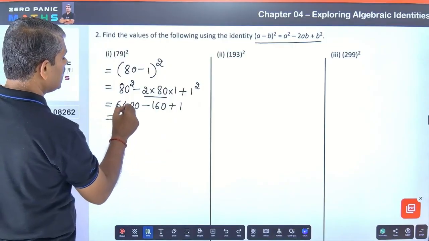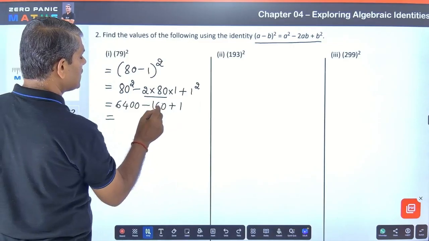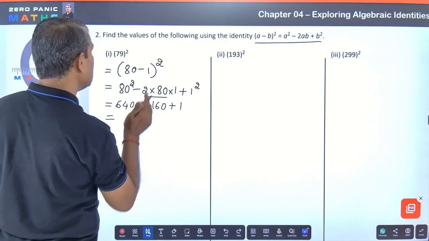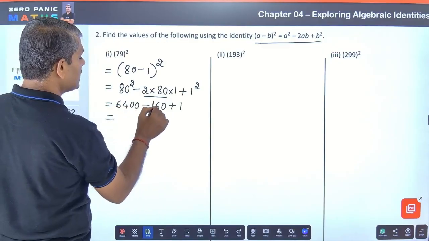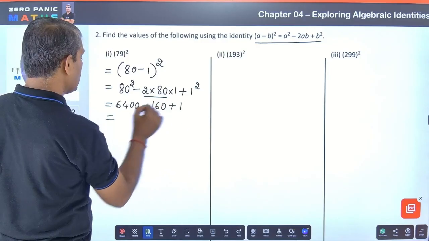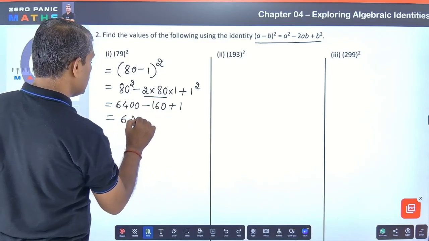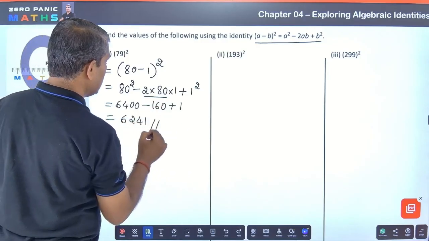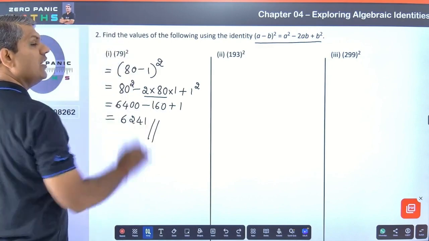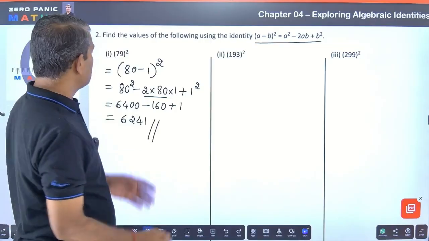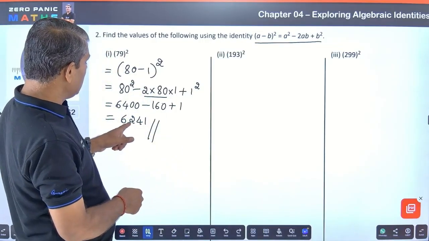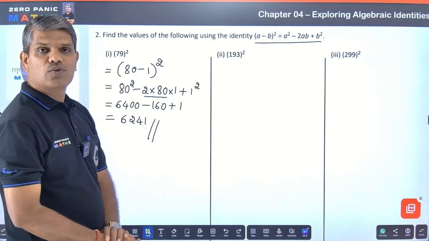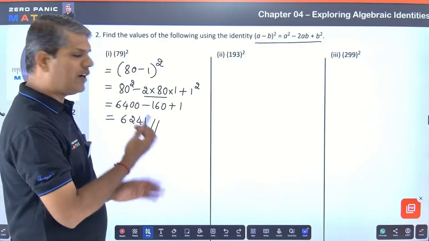Now from 6400 you can just subtract 160 first and add 1 to it. So first subtract 100, 6300, 6200, 40 and 1. So it is 6241, which is the square of 79. You can multiply 79 by 79 and see whether it gets the value 6241 or not. You can verify that for yourself.